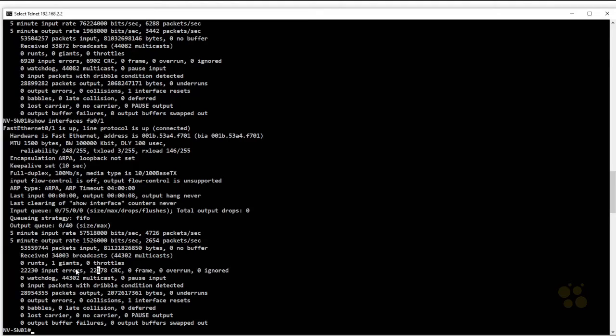So think of these as two different things. Input error is a summation of how many giants, how many runts, how many CRCs, total all those up, and you end up with your CRC errors, right? And any other reason that there was, or CRC input errors, right? Any other reason that the input packet had to be dropped.